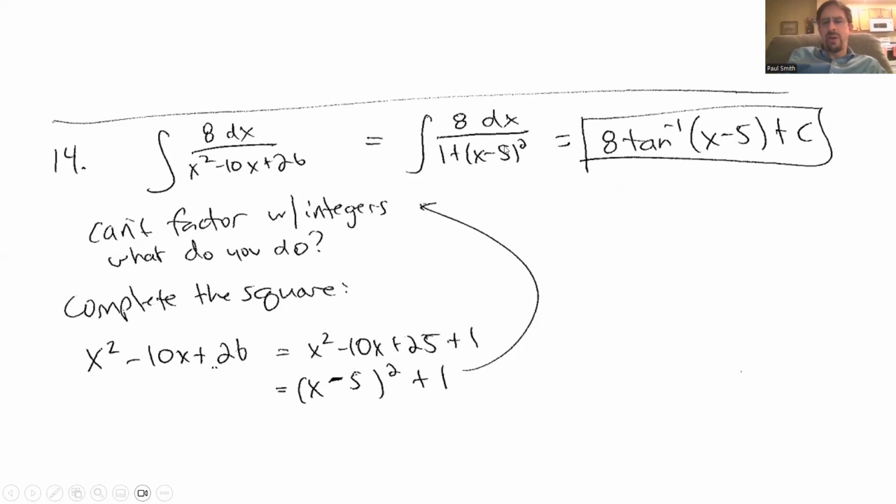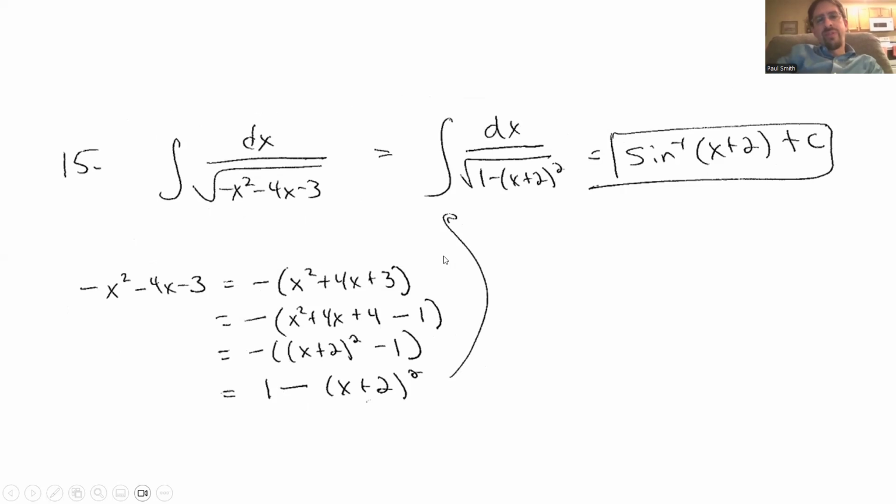Does that look familiar at all? When we have 1 over 1 plus something squared, that antiderivative is an inverse tangent. And there's a little baby substitution in there. So in other words, the antiderivative of this integral ends up being 8 inverse tangent of (x minus 5) plus C. So completing the square got it into a form that allowed us to use inverse tangent as our antiderivative.